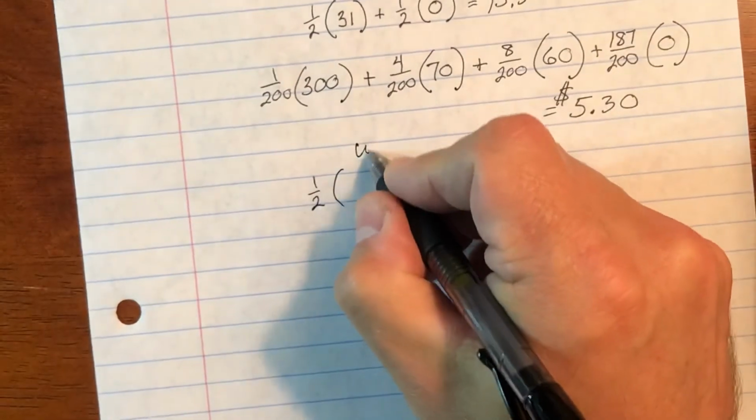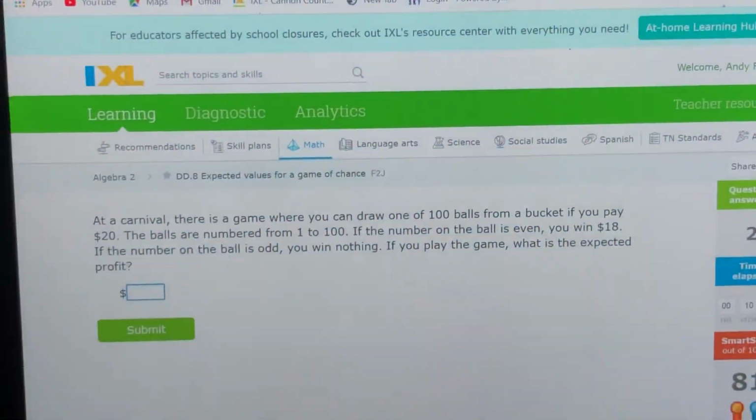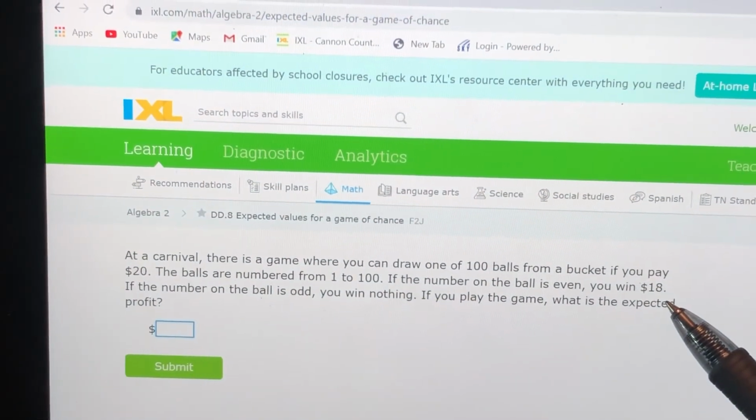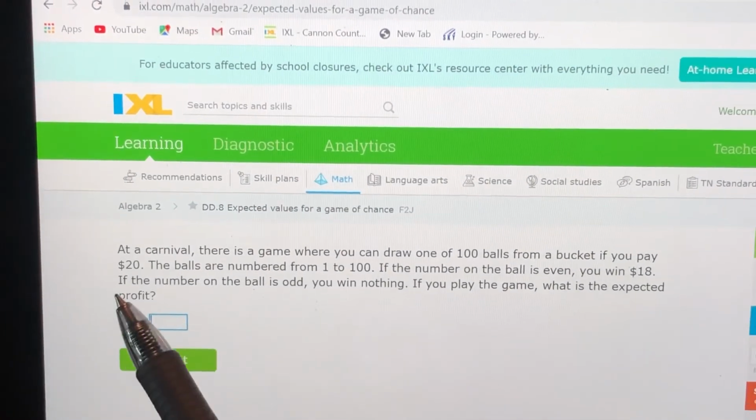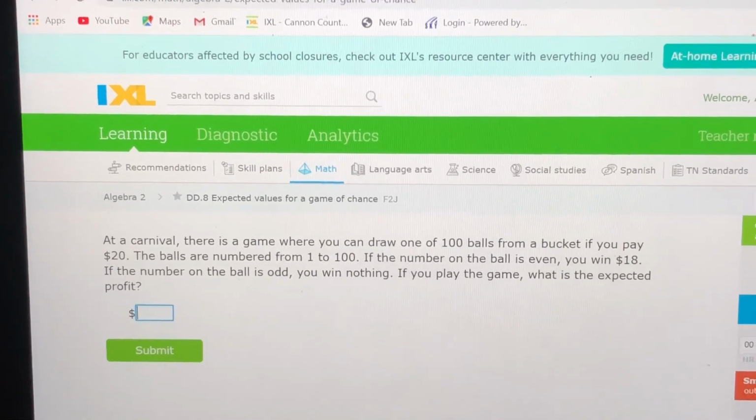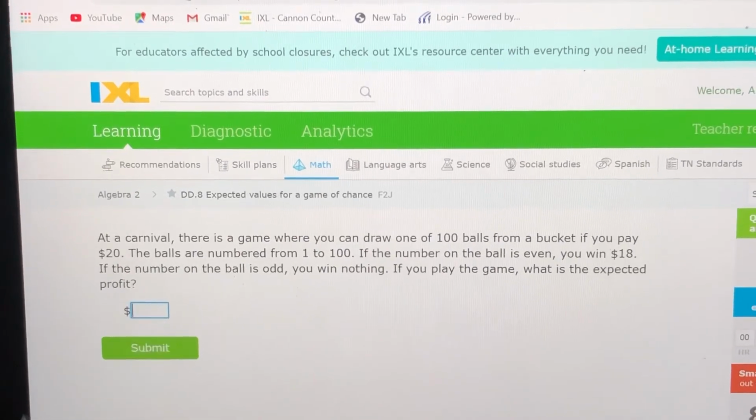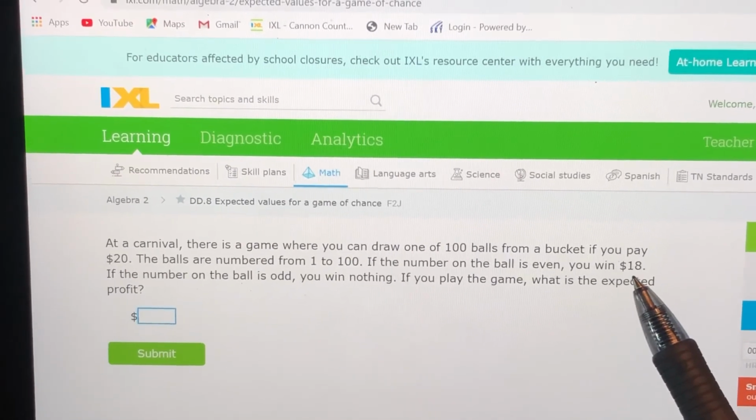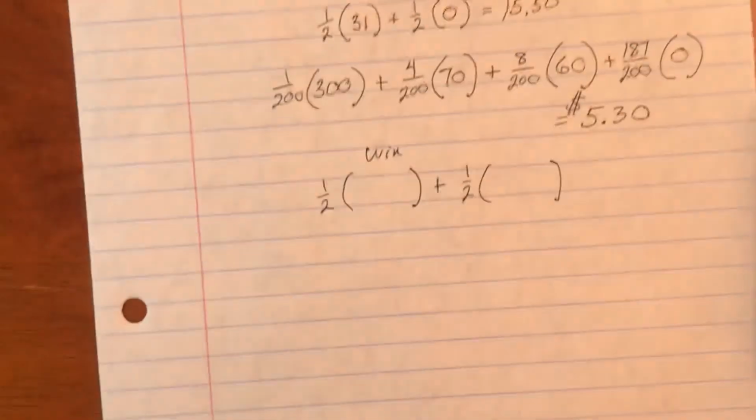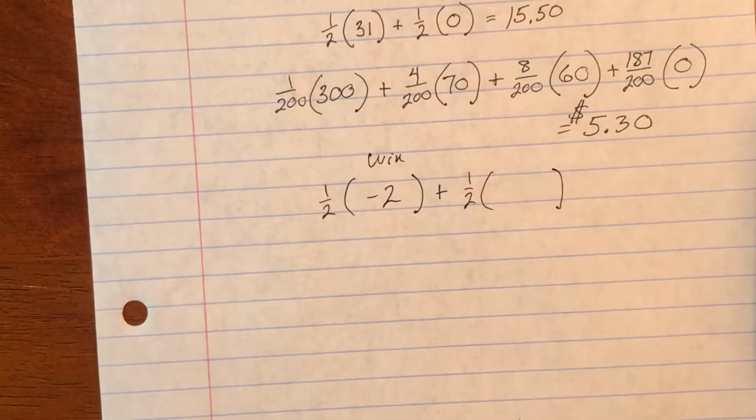All right, let's figure out what happens when we win. When you win, it says you win $18. How much did it cost us to play the game? It says over here it cost us $20 to play the game. So this isn't a very good game, is it? Because when you win, what is your profit? If it costs you $20 to get into the game and you win $18, well then you actually lost $2. So on this problem, when you win, you actually lose $2.